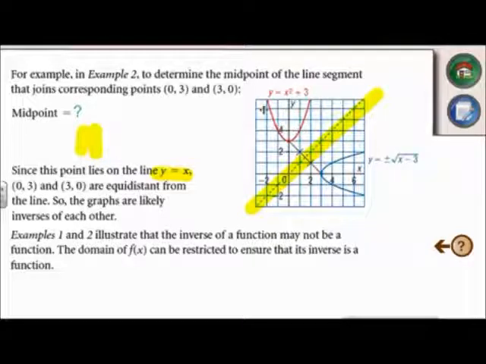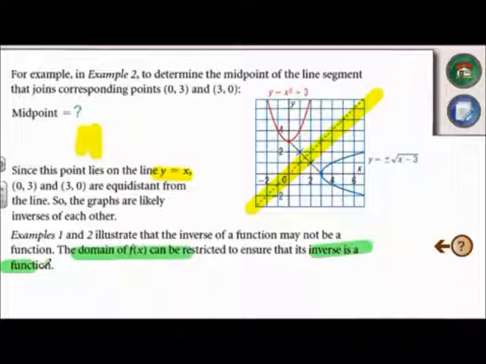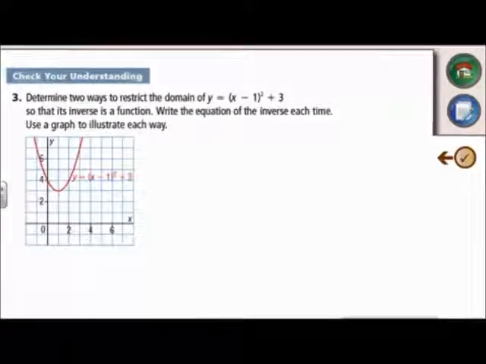Now looking at this original one, the red line, and the inverse, which is this blue line, we notice that this is not a function. But we're going to be looking at how we could change this and restrict our domain so that the inverse is a function. That's where we need to be able to go with this now. Determine 2 ways to restrict the domain of the original so that the inverse is also a function.